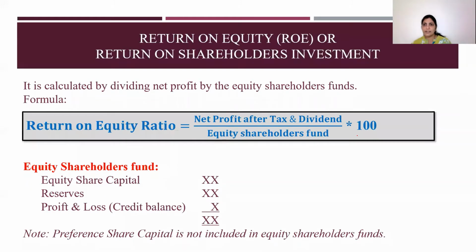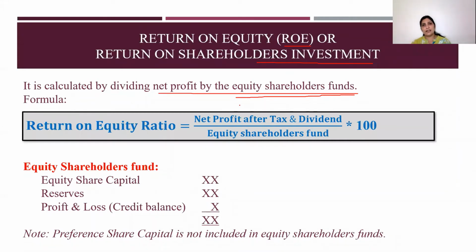So we'll go for return on equity. ROE, this is very well known as ROE, or return on shareholders investments. That means what you are studying over here, the shareholders have invested, and how much they get back, that is return on shareholders investment. Out of our investment, how much they are getting back. It is calculated by dividing net profit by the equity shareholders fund. See here, this is purely equity shareholders fund. This you should be very clear, because when you calculate here, with just shareholders funds, you'll be including preference shares.